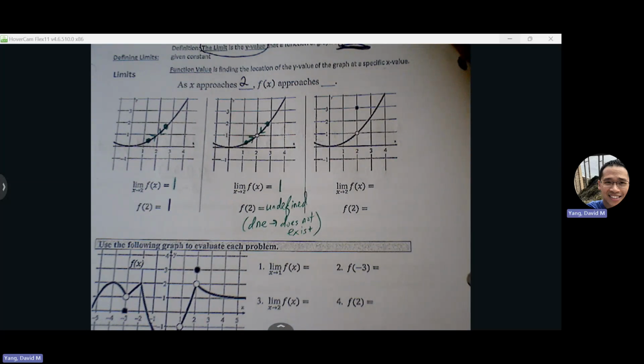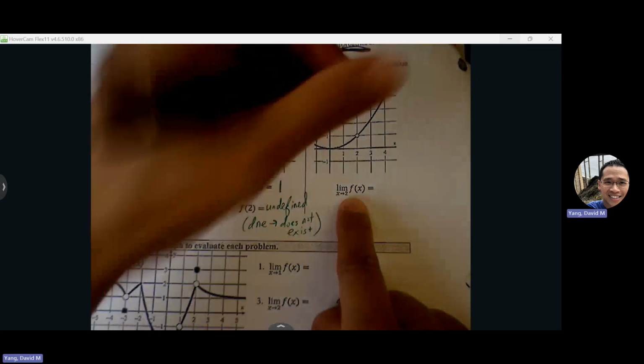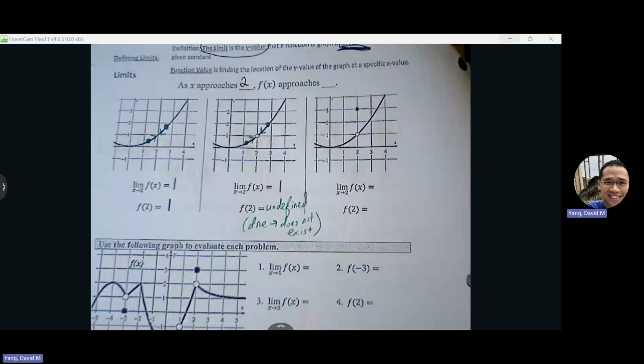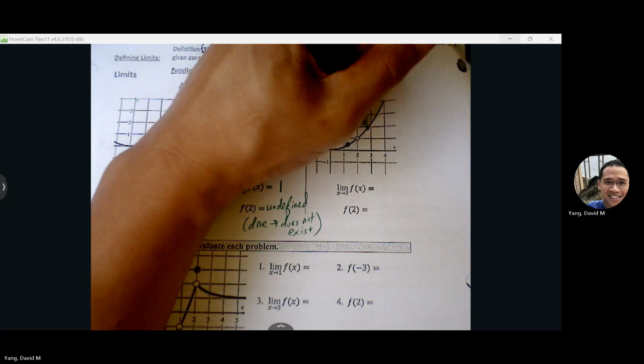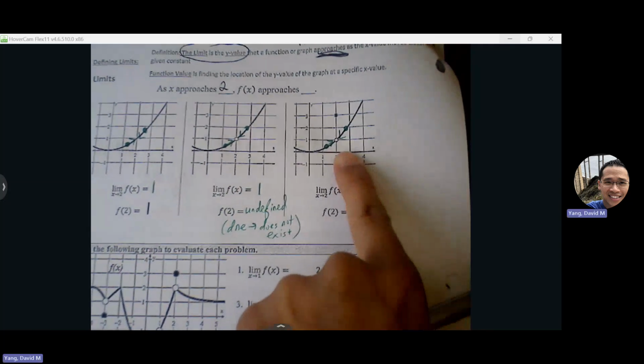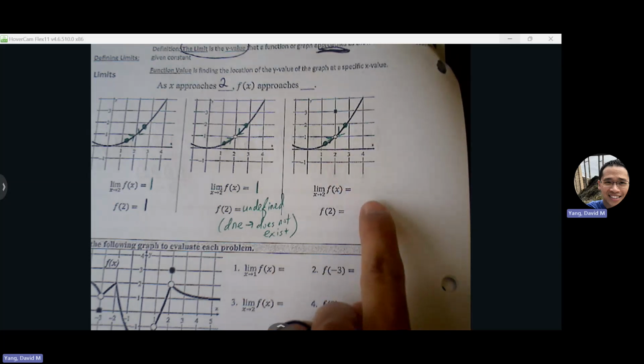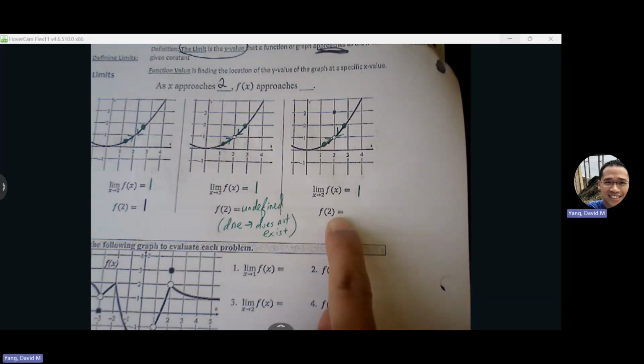Okay, third example here. Limit as x approaches 2. Again, we're approaching 2 from both sides. So I'm going to pick points on either side of 2, relatively close, and draw an arrow towards my target. Are the 2 arrows headed towards each other? Yes, they're both headed towards 1.